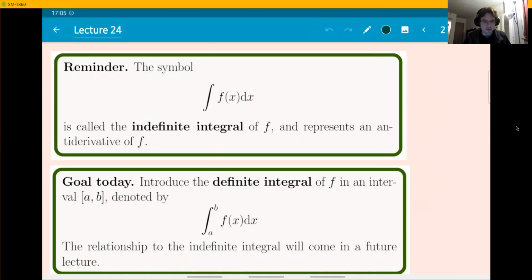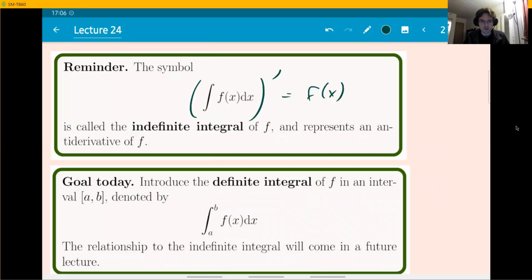So first of all, this reminder: what we have discussed already is called indefinite integral, this particular symbol. The meaning that we gave for this symbol is as an antiderivative of the function little f. In other words, something whose derivative is equal to the little f.